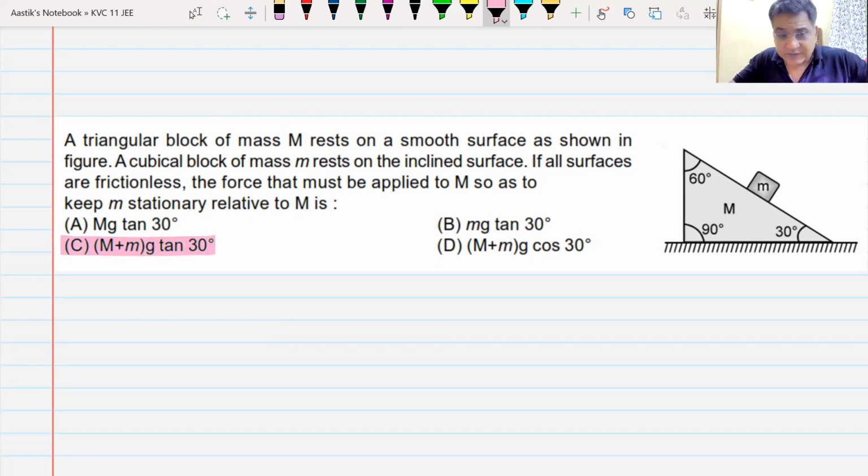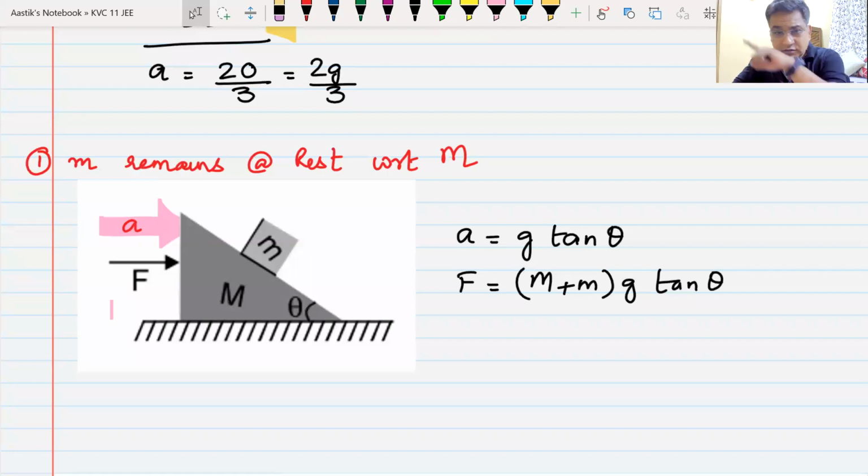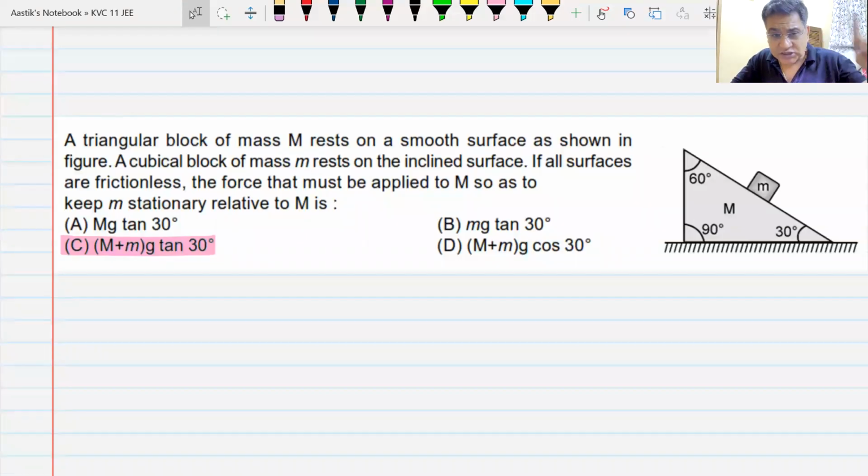Remember this concept. Remember this question. One wedge, one block, acceleration this side. How much should be the acceleration so that the block remains at rest? The answer is g tan theta. Do we understand this? Then there is a cousin brother of this question.